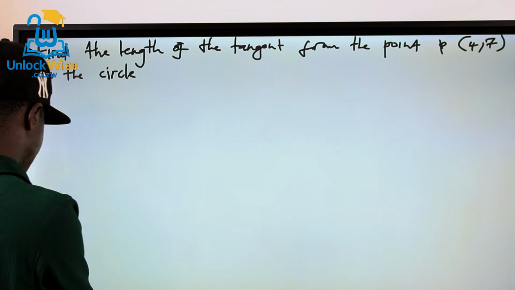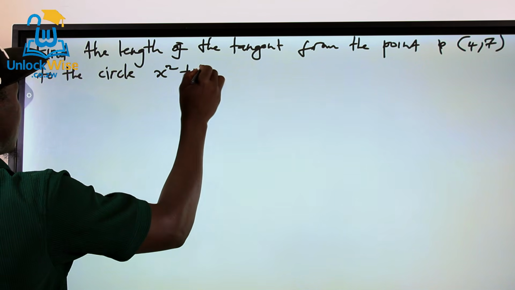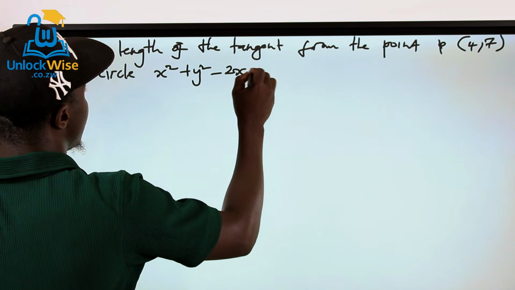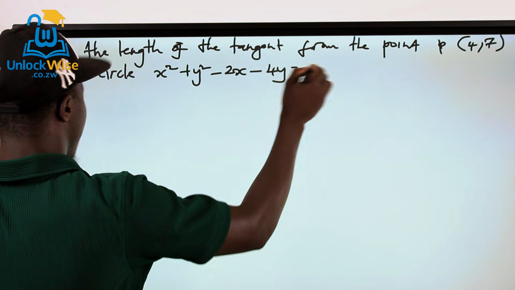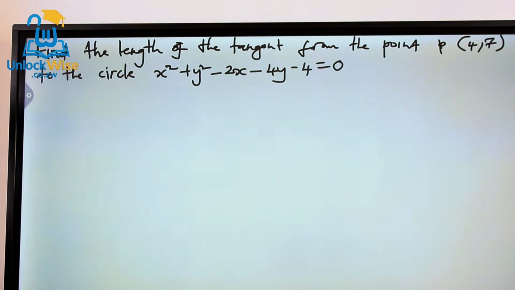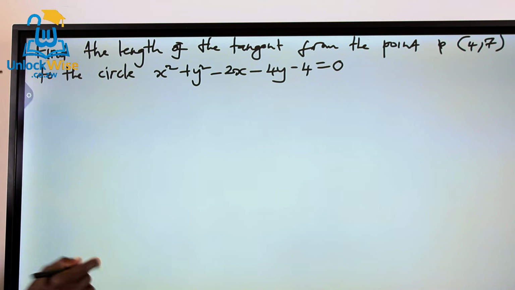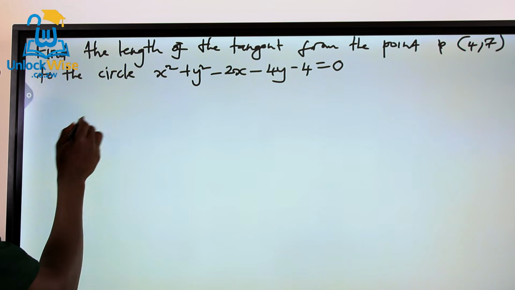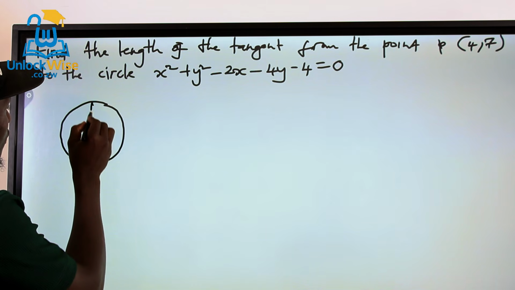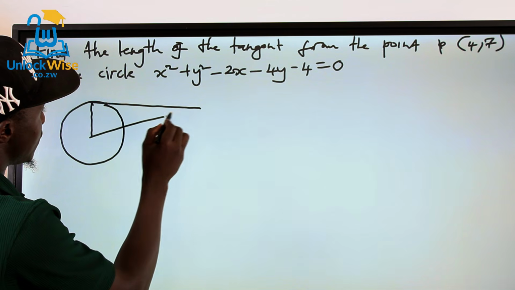To the circle x squared plus y squared minus 2x minus 4y minus 4 is equal to 0. So I would draw a circle, and we can even take a look at the things that we need to find. Here's a circle and my radius here, and this is my tangent, and this is point P.